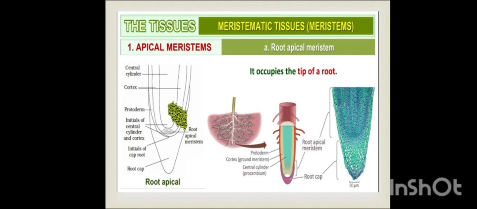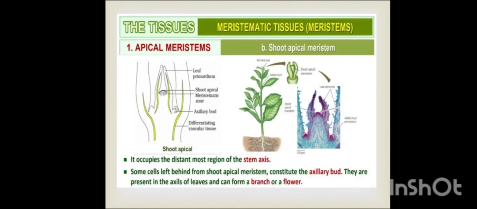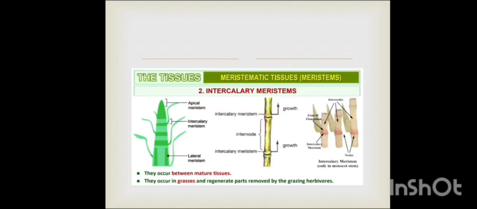Next, we have to observe in the stem the shoot apical meristem. It occupies the distal-most region of the stem apex. Some cells left behind from the shoot apical meristem constitute the axillary bud. They are present in the axil of leaves and can form a branch or a flower. In the shoot, in the upper region, the meristem develops, that is the shoot apical meristem. It mainly constitutes the axillary bud, and it forms the leaves and a branch or flower.